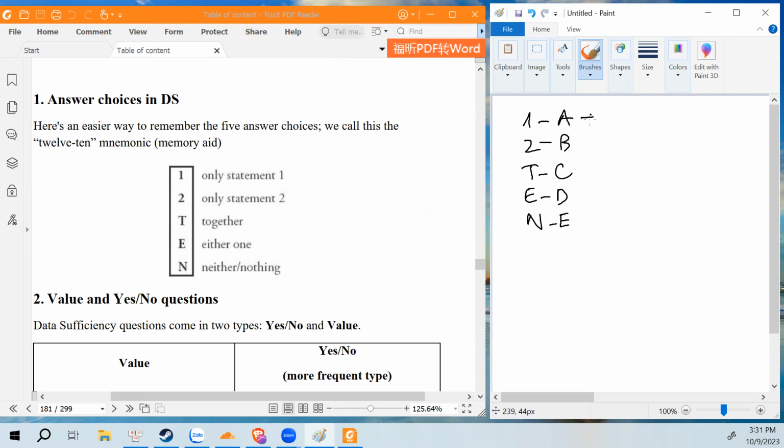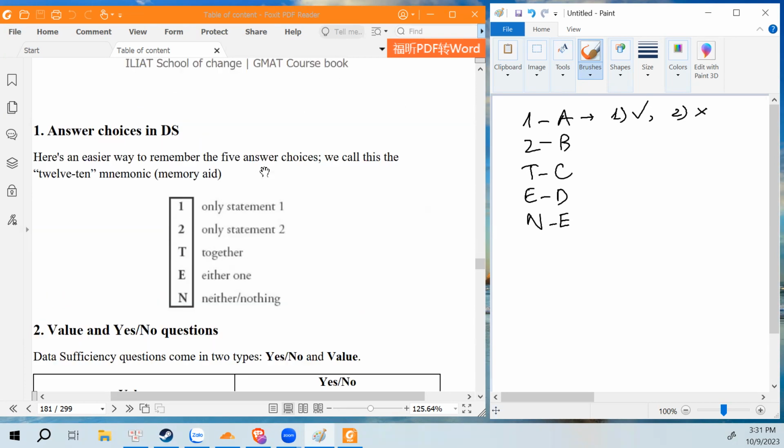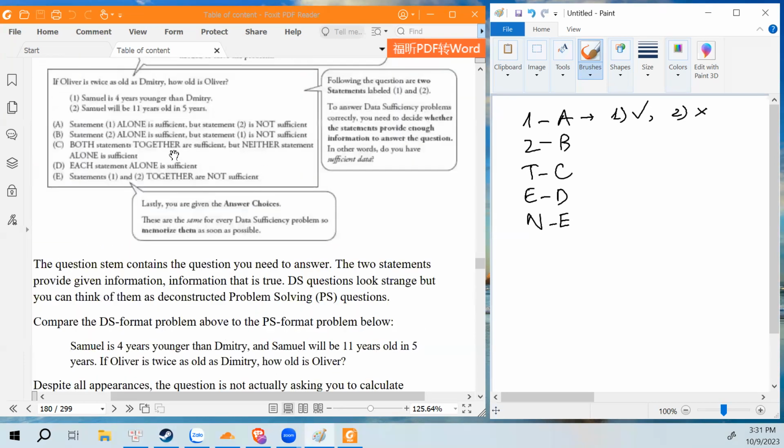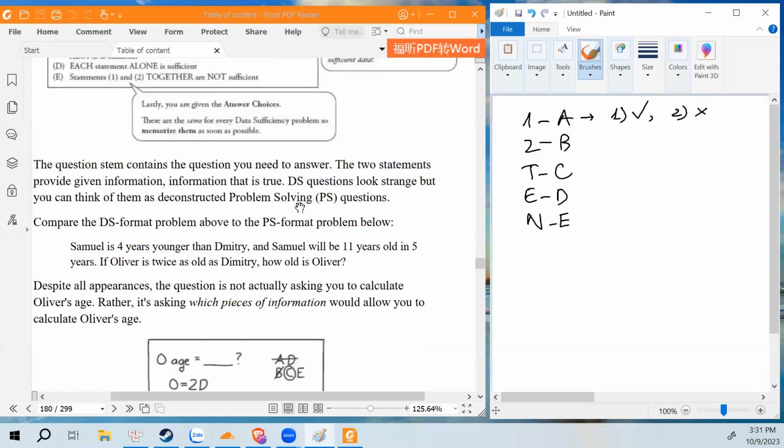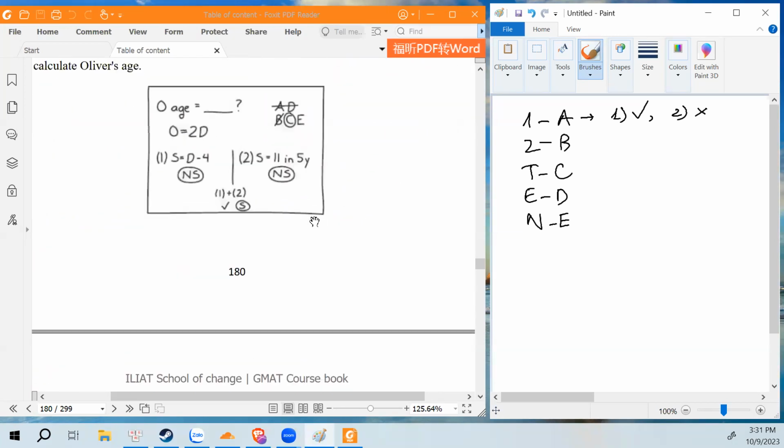1 for A means that statement 1 alone is sufficient and statement 2 alone is not sufficient, which is what answer choice A says in every data sufficiency question. Statement 1 alone is sufficient, but statement 2 is not sufficient. Okay. All right, and then 2B, what does that mean?